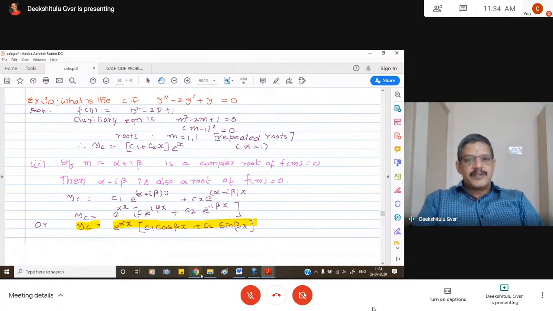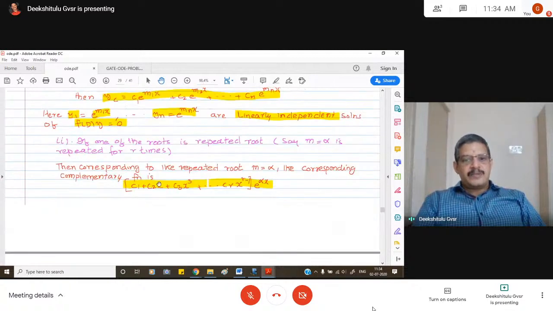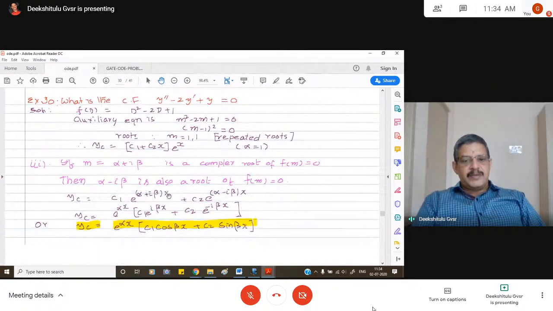So m1 is alpha + i beta, m2 is alpha - i beta. So your complementary function is yc = c1 e^(m1 x) + c2 e^(m2 x), because you have two roots. So e^((alpha + i beta)x) + c2 e^((alpha - i beta)x). You take out this e^(alpha x), so c1 e^(i beta x) + c2 e^(-i beta x). This can be expressed as e^(alpha x)(c1 cos beta x + c2 sin beta x), or else with some constants c1*, c2*, there may be a small change there.